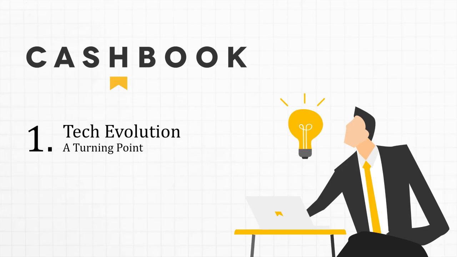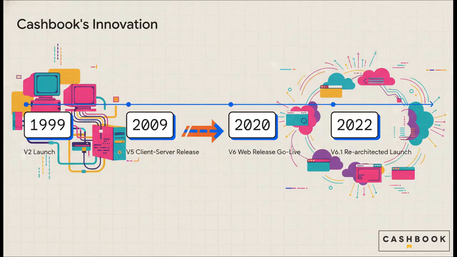Okay, so to really get what's going on now, we have to take a quick trip back in time. Understanding this history is absolutely key to seeing why the shift to V6 was such a game changer. You can see over 2 decades of work right here. But the real story, the part that changes everything, is that jump from the 2009 client-server application to the totally re-architected web solution that went live in 2020. That was the turning point.